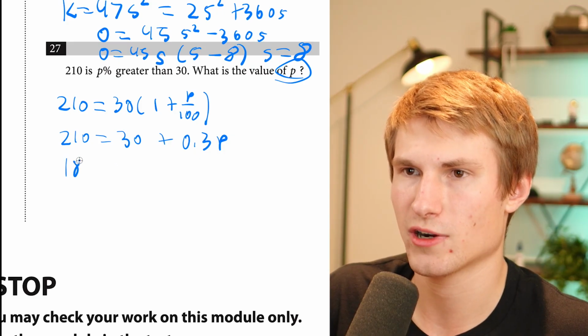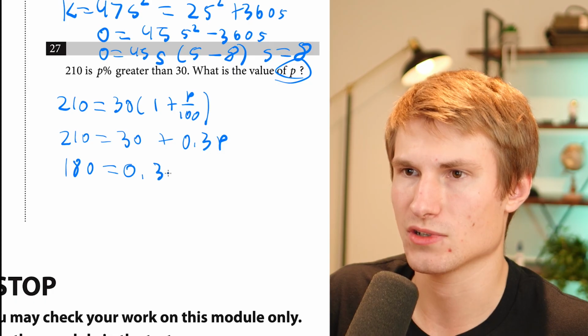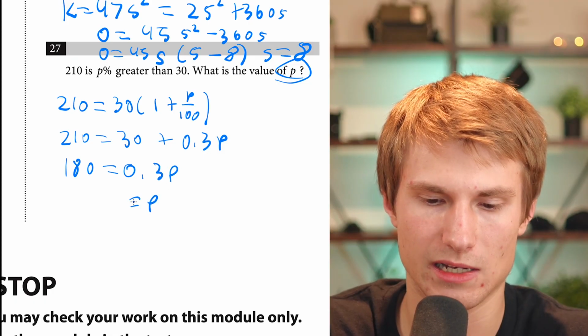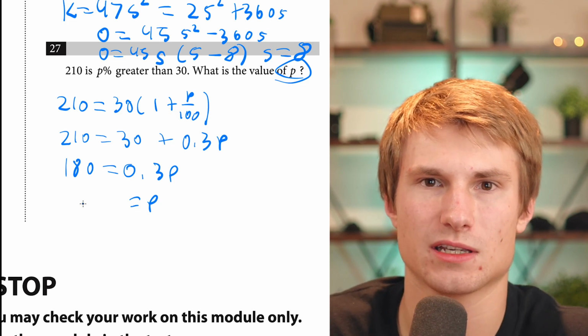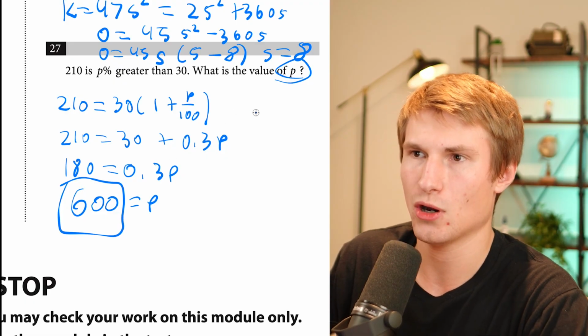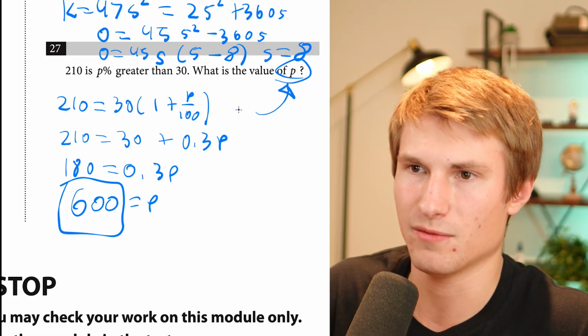Next thing I'm going to do is subtract 30 from both sides. 180 is equal to 0.3P. That means P is equal to 180 divided by 0.3. I'm going to put 180 divided by 0.3 in my calculator, and that's going to give me 600 as the value of P. So my answer there is 600 for the value of P. Always double check what you're asked to answer. In this case, it's just the value of P, so our answer has got to be 600.